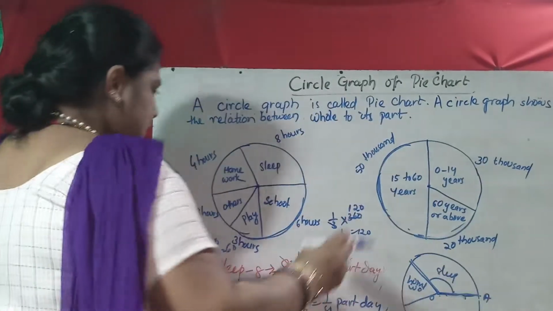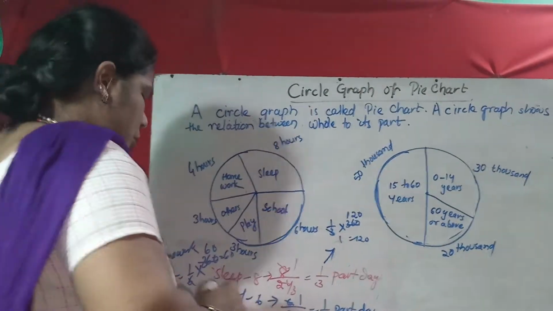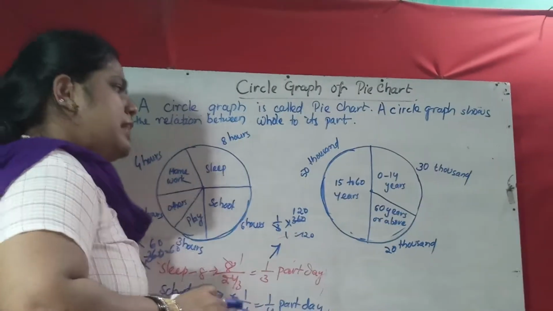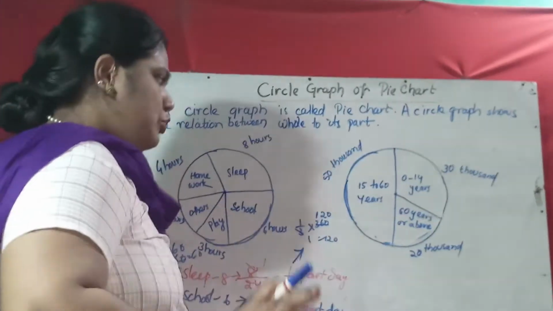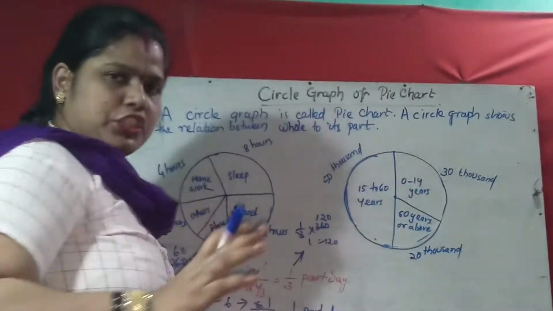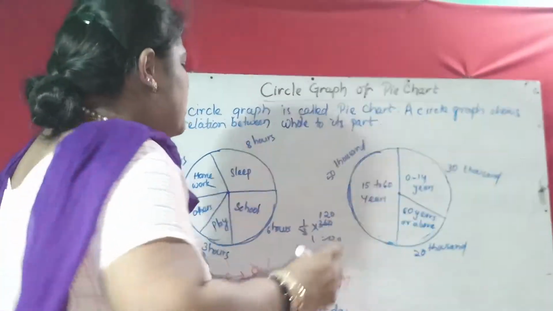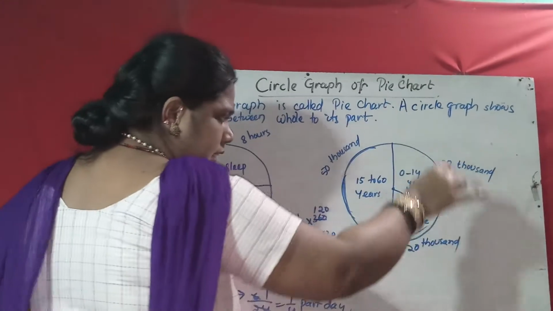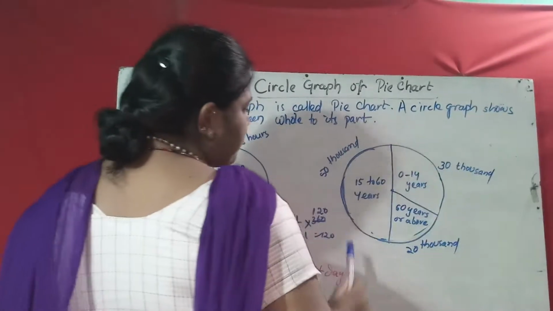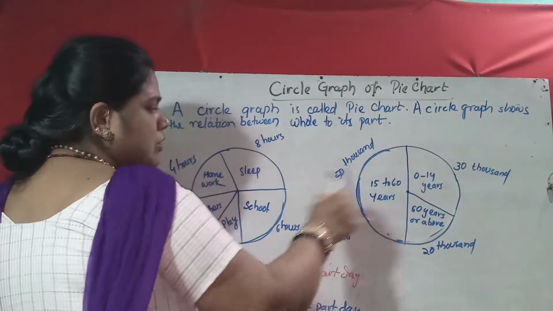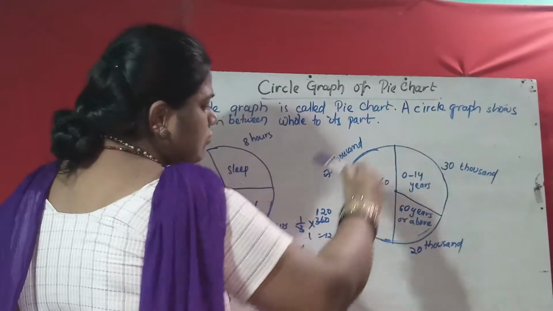So the next example is another one I am taking: the number of people in a city. The people are divided into 0 to 14 years, boys or girls whatever, then 15 to 60 years, then 60 years or above. So here given 0 to 14 years means 30,000 people. 15 to 60 years means 50,000 people. 60 years or above means 20,000 people. So the total is 1 lakh people.